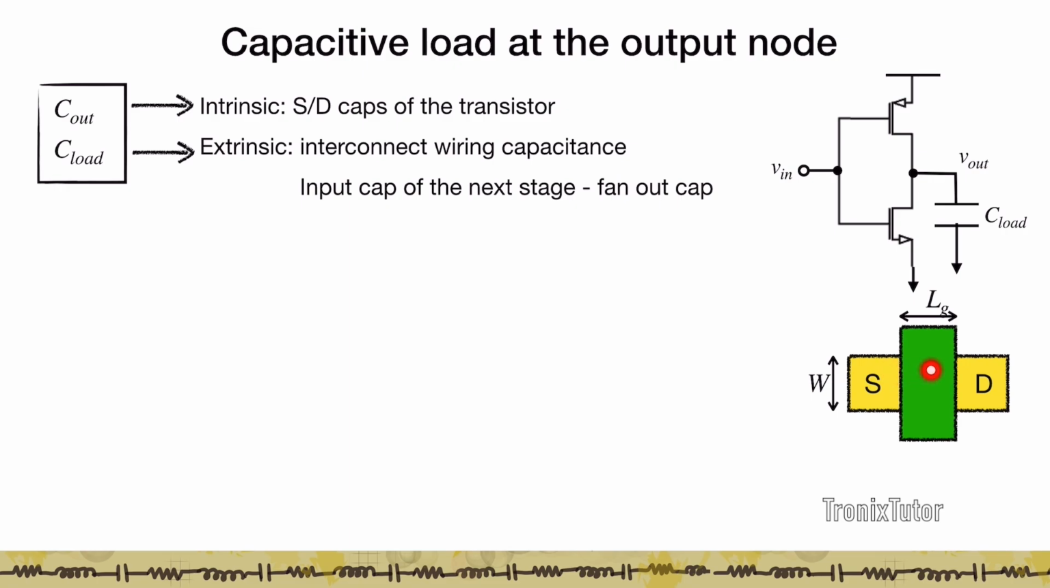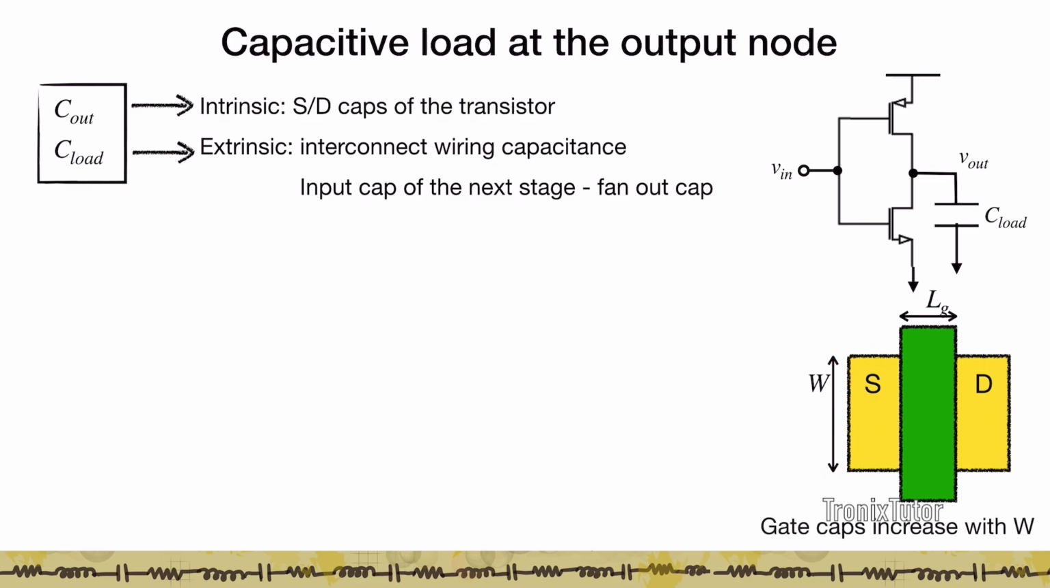That way we can get the largest drive current. Now what happens if I increase the width of the transistor? If I increase the width of the transistor, all the capacitors associated with this transistor will also increase. Why is that? The gate to source and the gate to drain capacitance increase because the area increases. Similarly, the drain to body capacitance of this PN junction diode is also going to increase because of the increase in the area of this junction.